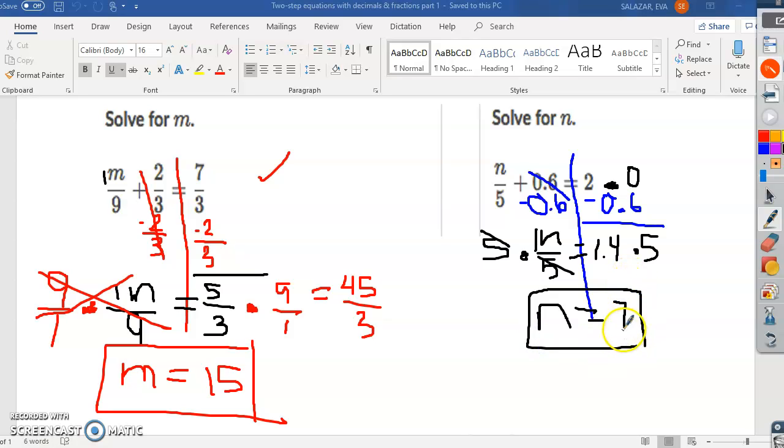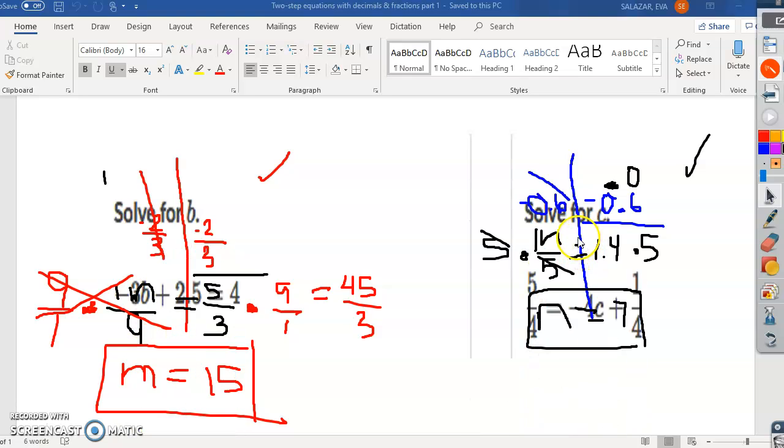Once again, if you want to check this, you can go ahead and plug it in. N equals 7, so you will have 7 over 5. And 7 over 5 plus 0.6, you would have to add that up. You're going to find out that 7 over 5, if you divide that, it's actually 1.4. And 1.4 plus 0.6 turns out to be 2, which is your answer here. So you can go ahead and check that yourself, and this is correct. Moving on to our next two problems.